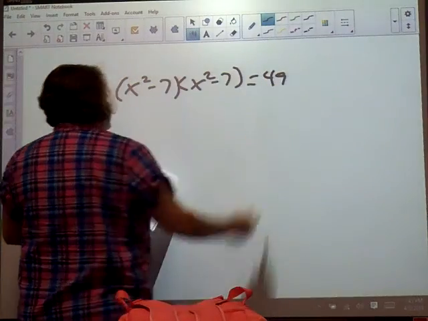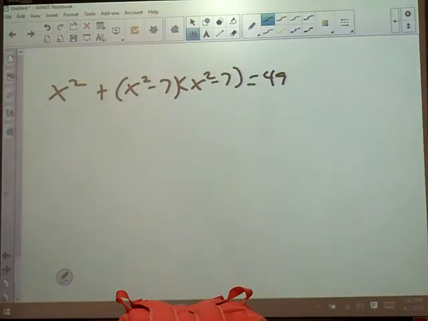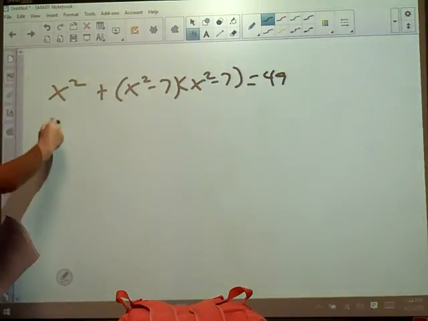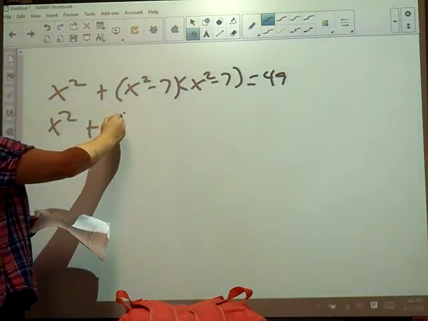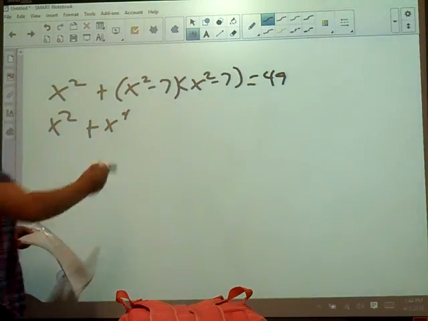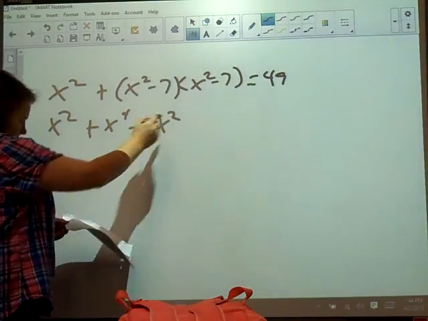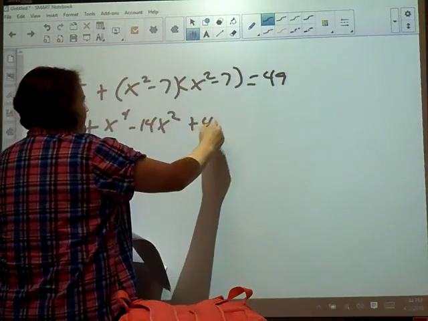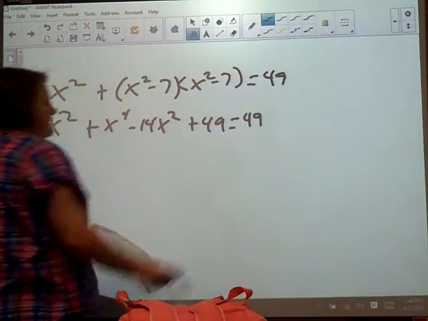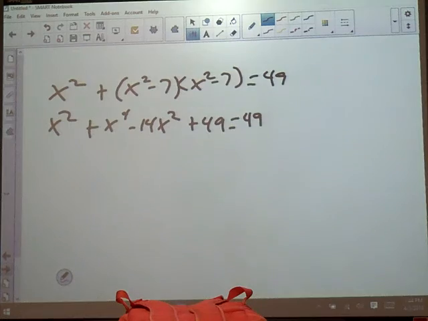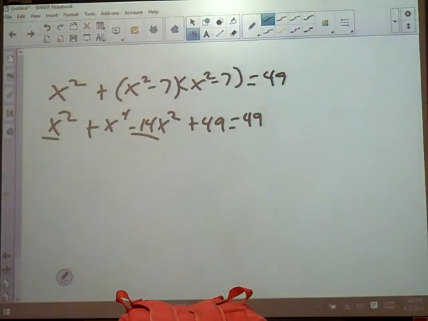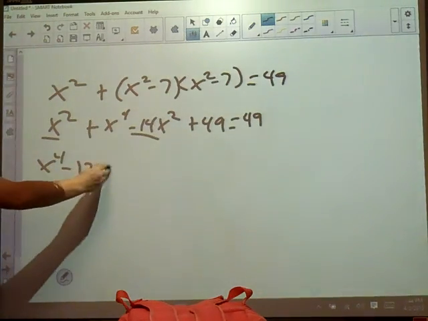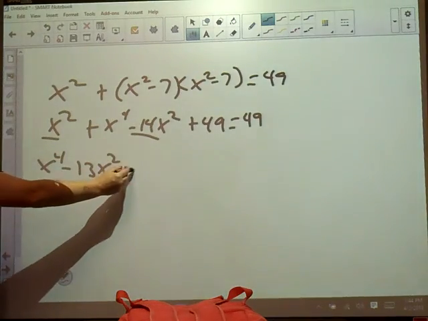equals 49. So now I have to FOIL that x squared minus 7 part, bring down my x squared. When I FOILed that, I got x to the 4th minus 14x squared plus 49 is equal to 49. Now you have some like terms there, and I'm going to move the 49 over, so I would have x to the 4th minus 13x squared. 49 minus 49 is nothing.